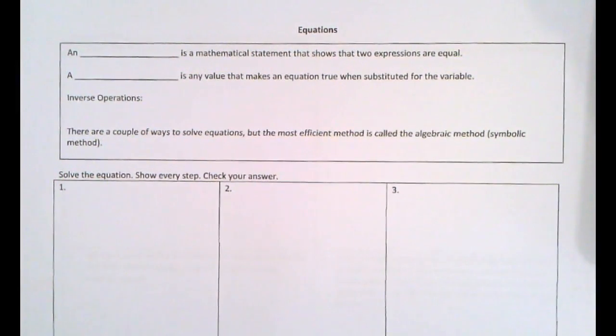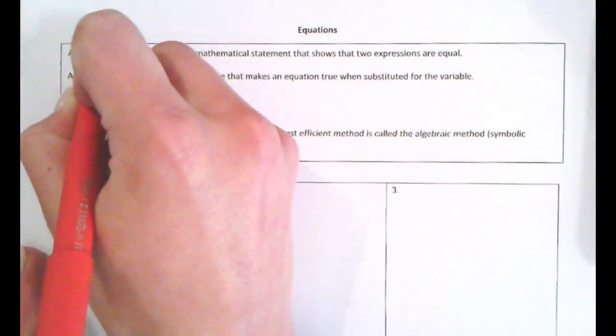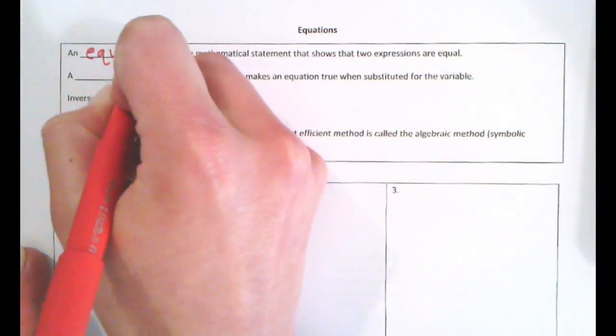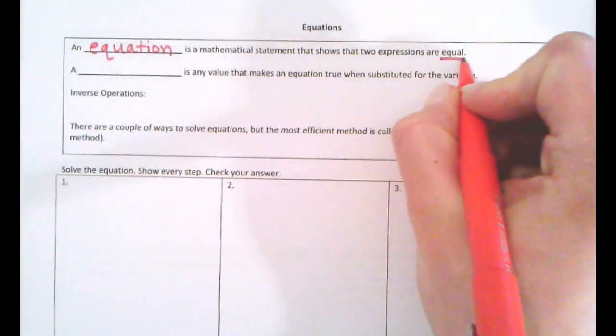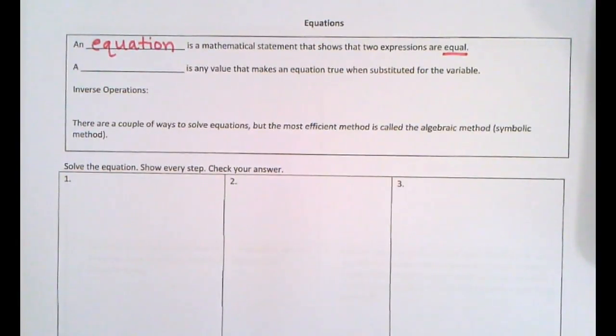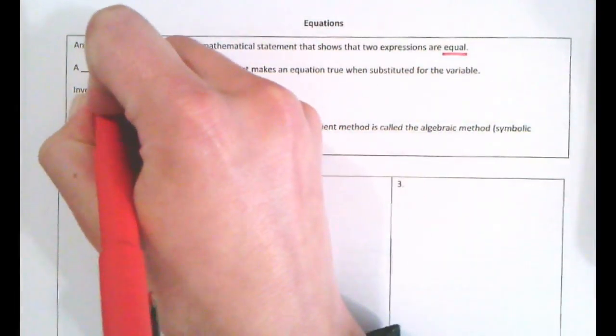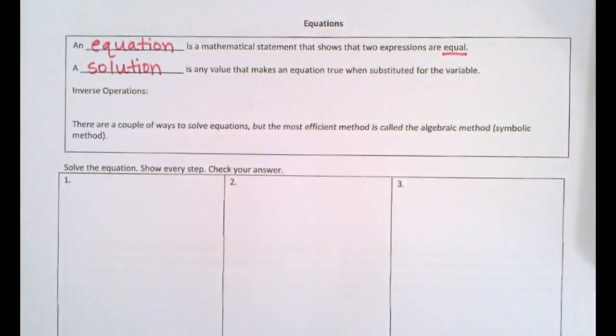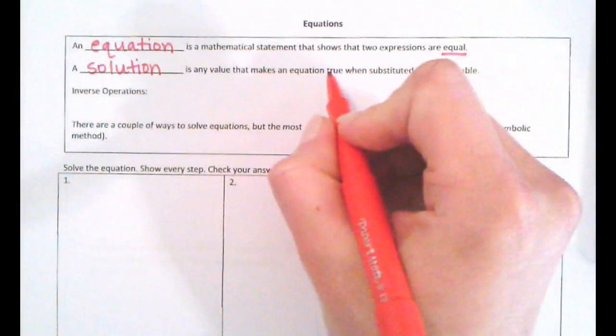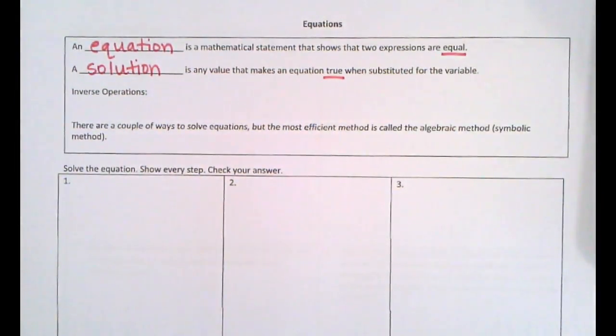Okay, so the first thing we're going to do is just a couple definitions. The first one is an equation. An equation is a mathematical statement that shows two expressions are equal. A solution is any value that makes an equation true when substituted for the variable.